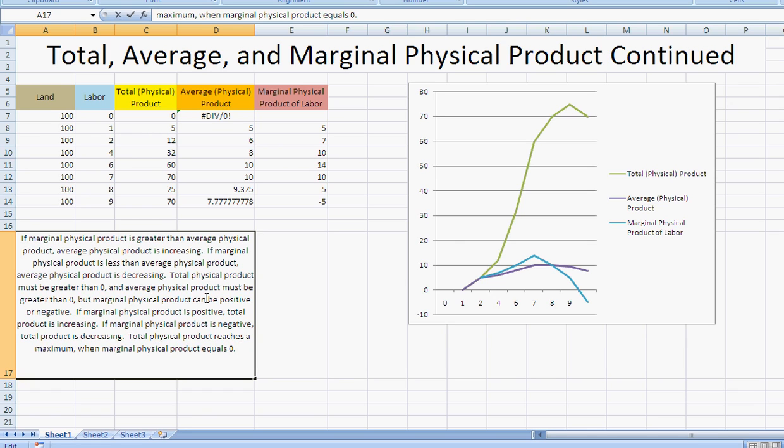So I hope that last bit didn't confuse you, but just take it on faith or work it through with some finer numbers, numbers closer together, and you'll see that total physical product reaches its maximum when marginal physical product is equal to 0. So that's all that I want to say with these. You do need to be able to understand all of this logic in this box right here, and you need to know how to calculate them, how to work with them, how to get one from the other and go back and forth, and all that kind of good stuff.